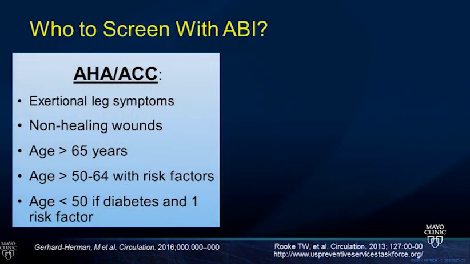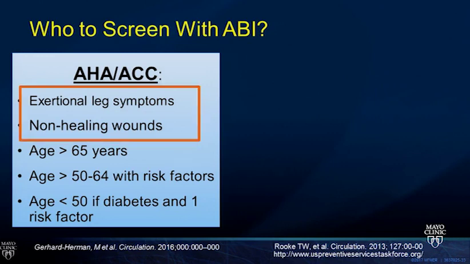So that's it with the chronic limb ischemia. So we go back to more of this ABIs and lower extremity PAD. So who do you screen with an ABI? The Heart Association guidelines gives us a fairly long list of patients who we should consider screening with ABIs.